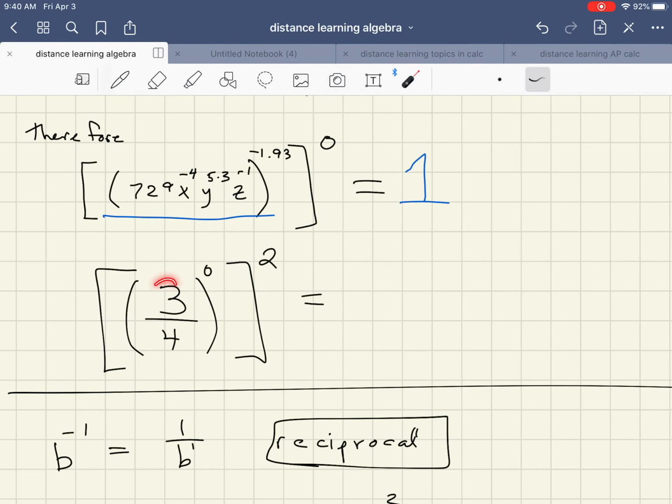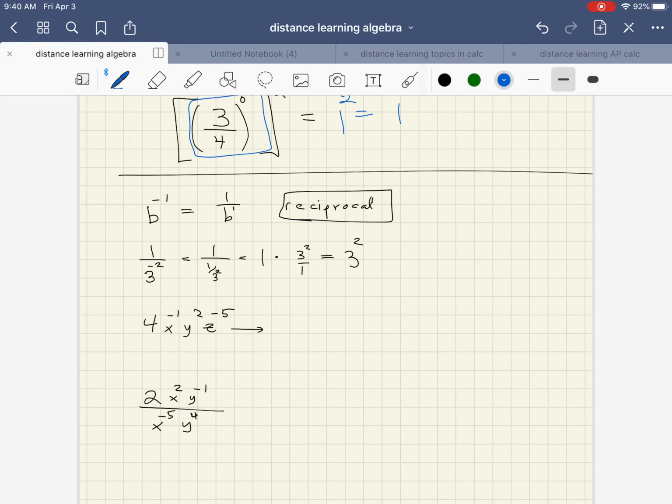The second example we have is 3/4 to the 0 power. Now, again, anything to the 0 power is 1. So this part becomes 1, and I have to square 1, which is 1. That's pretty much it for zero exponents.